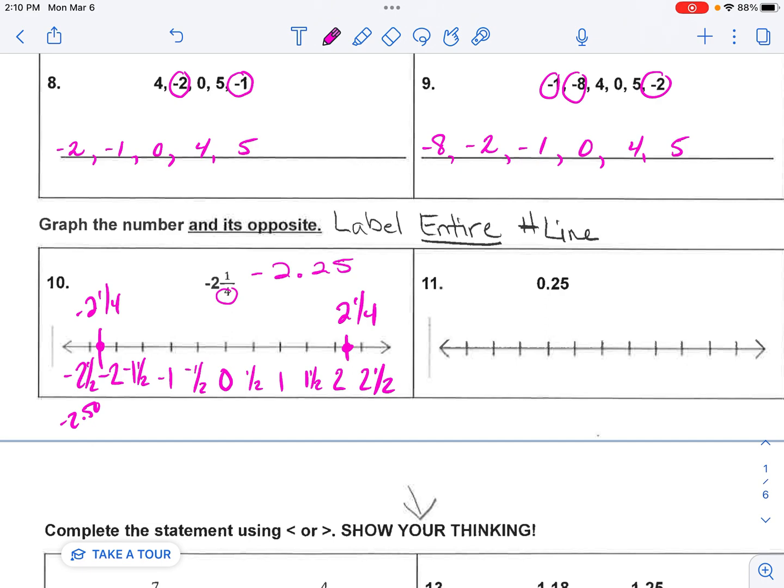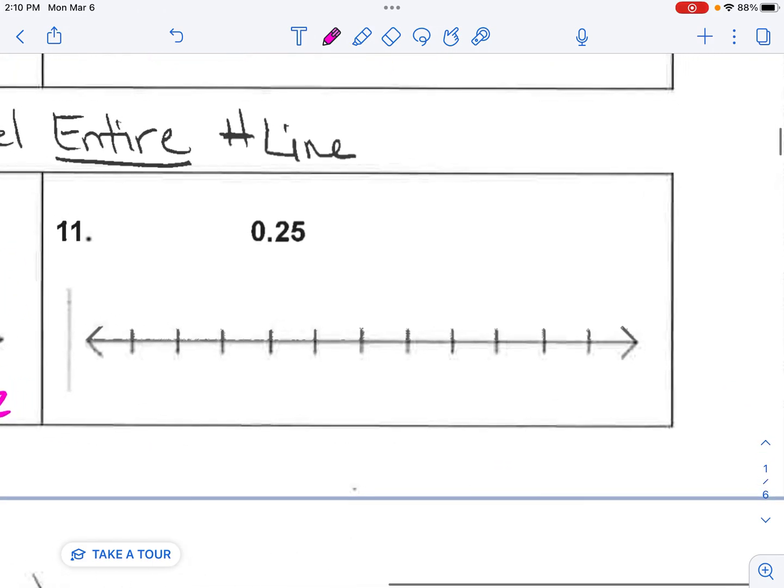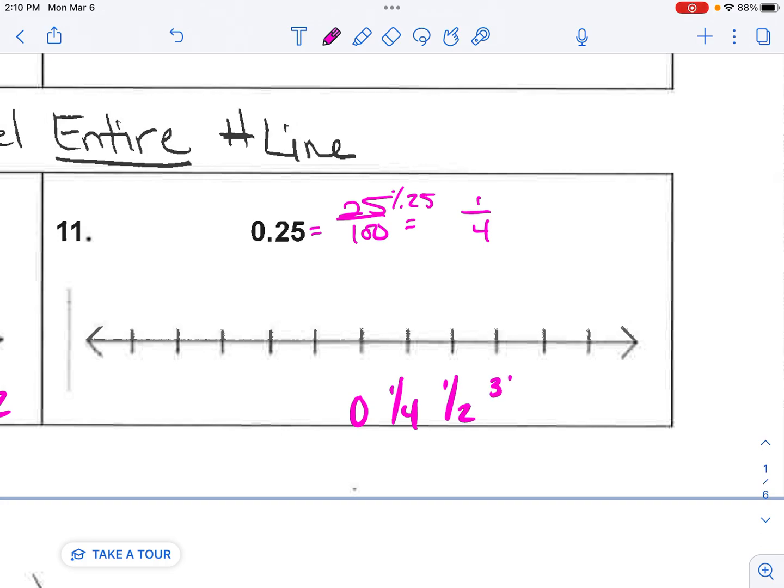Okay. Number 11, I have 0.25, which is 25 hundredths, or 1/4. Okay, since this is the same as a fourth, I'm going to make my tick marks out of 1/4. So 1/4, 2/4 is the same as a half, 3/4, 1 whole, 1 1/4.